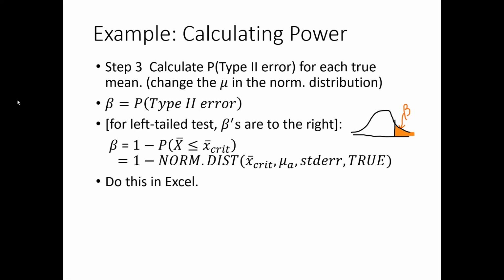And remember that the value at the is this x critical, and this is coming from the null and the alpha. Okay, so we get that value, and we're going to plug into the normal distribution. We're going to plug in that critical value, and what we're going to change every time is we're going to be switching these out. This is going to stay the same, this will stay the same, or we always use true to give us our cumulative distribution when we use the norm function. And let's do this in Excel.